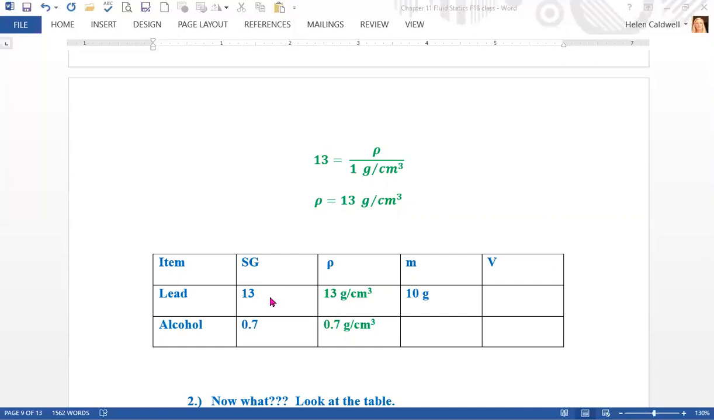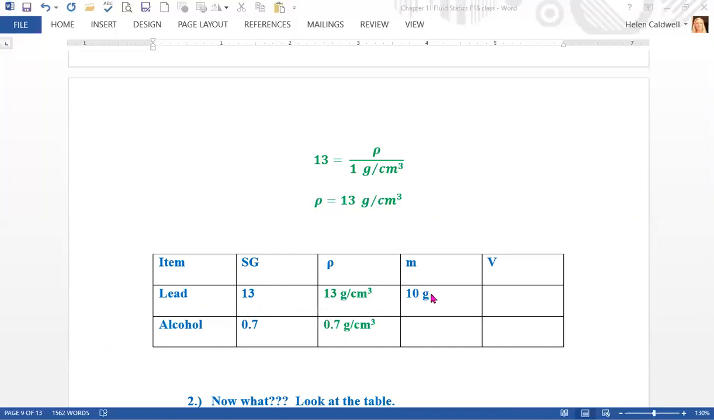So whatever number we've got, that's the same as the density in grams per cubic centimeter. I really didn't have to calculate it. I could have just written it down. Now, if we had wanted it in kilograms per cubic meter, you probably would need to go ahead and convert, because most people mess that up. All right, now what? We look at the table.